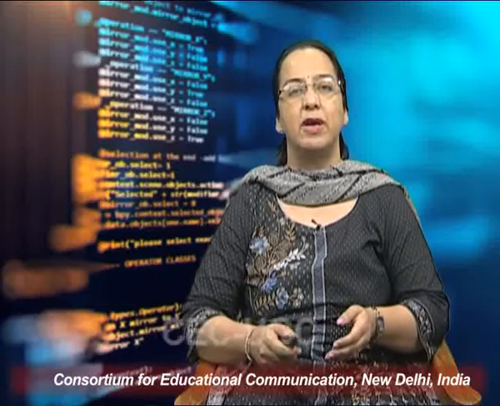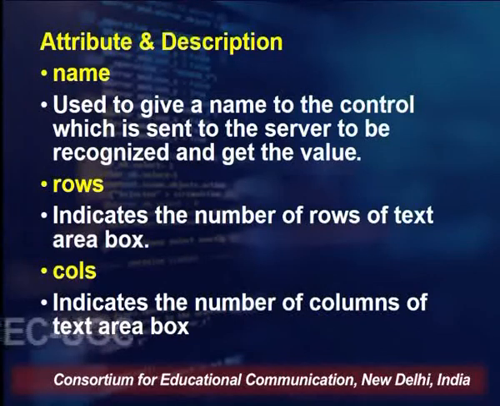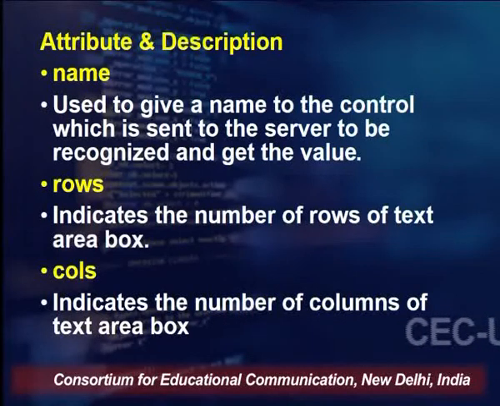Then coming to the attributes we have used: rows, columns and name. Let us understand what rows means here. Rows indicates the number of rows of the textarea box. It is as simple as that. The more the number of rows, the more will be the height of the textarea box. Columns indicates the number of columns of the textarea box. Obviously the more the number of columns, the more will be the width here.